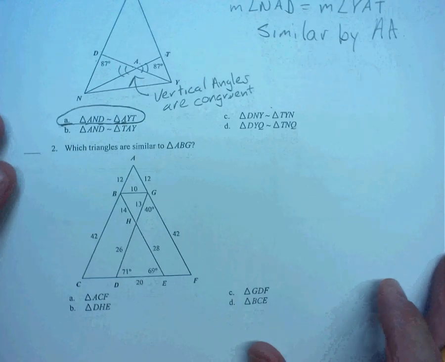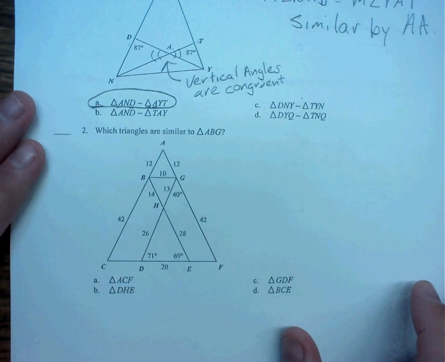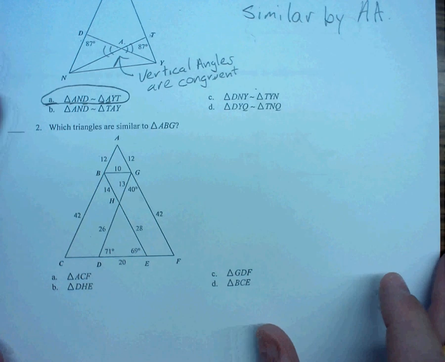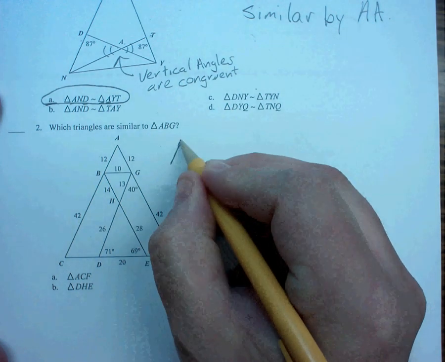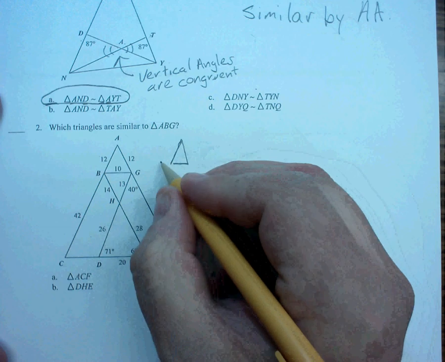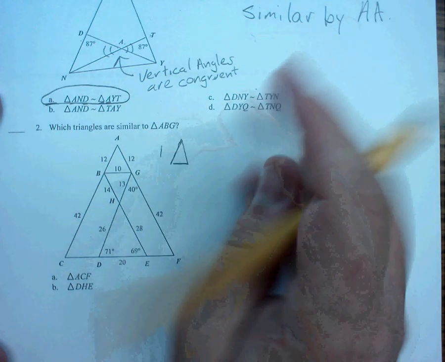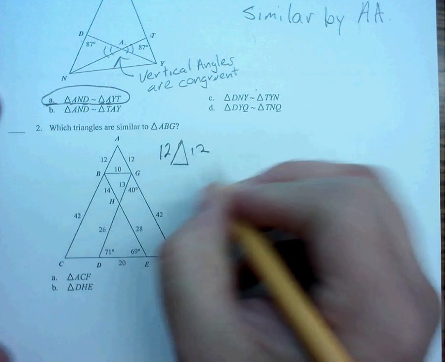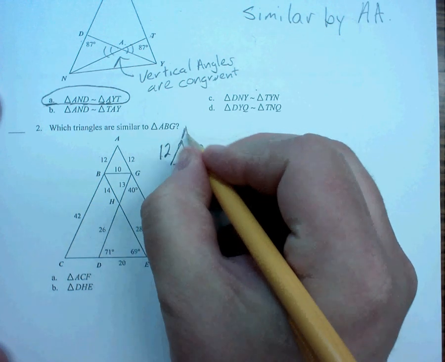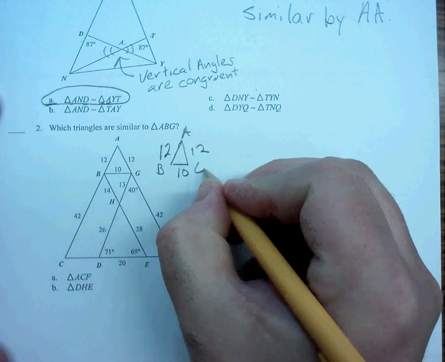Alright, moving on to question number 2, same thing but different, okay? It says, which triangles are similar to ABG? So now let me just write out what ABG is. ABG has this side length that it's 12, this is 12, and this is 10. This is A, this is B, this is G.